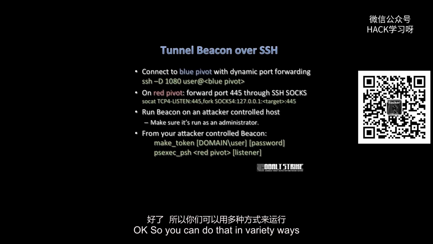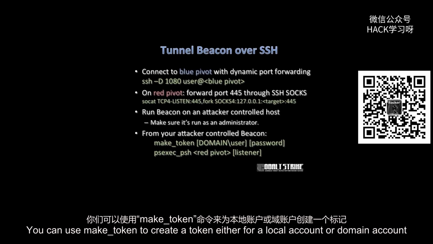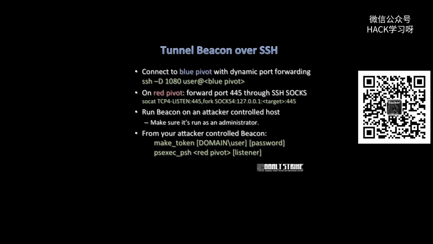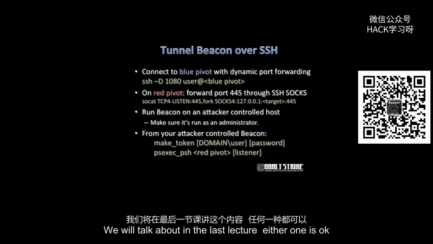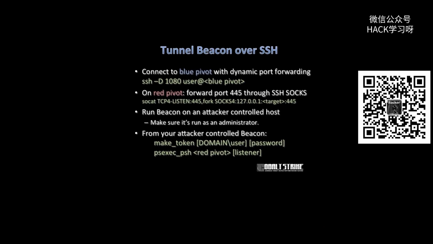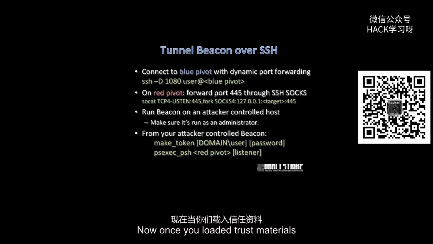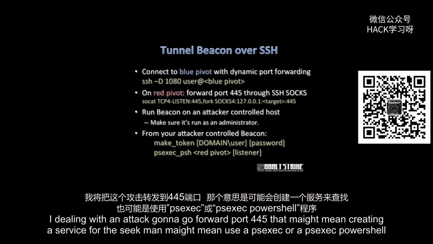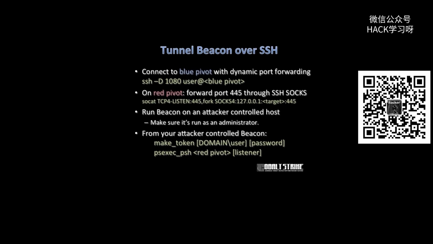So you can do that a variety of ways. You can use make token to create a token either for a local account or a domain account. And you can even use the pass the hash technique we talked about in the last lecture. Either one is okay. Now, once you've loaded trust material, attack the system, ideally with an attack that's going to go over port 445. That might mean creating a service with the SC command. It might mean using psexec or psexec PowerShell.